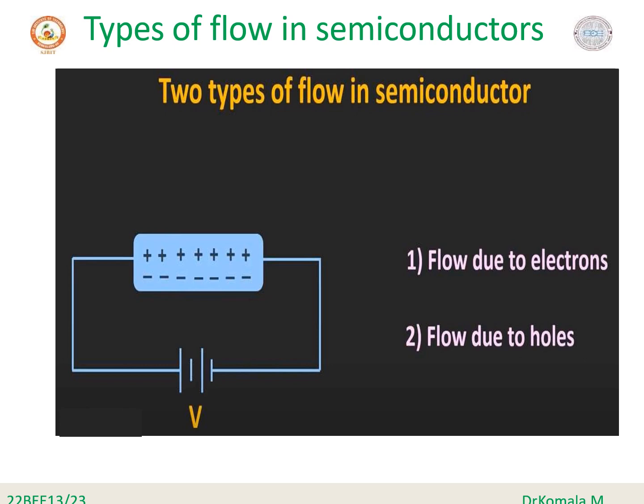So understanding the types of flow in semiconductors, as explained earlier, the two types of flow in semiconductors are due to the flow of electrons and due to the flow of holes.